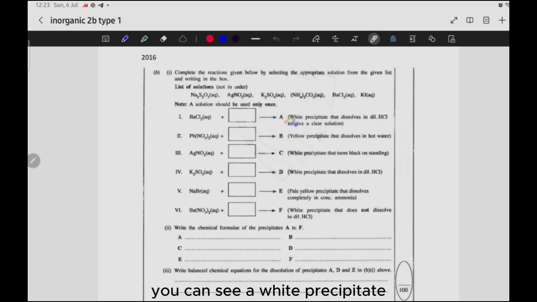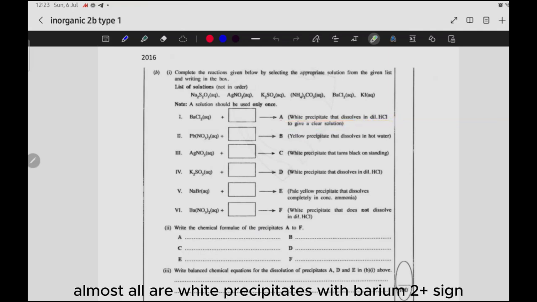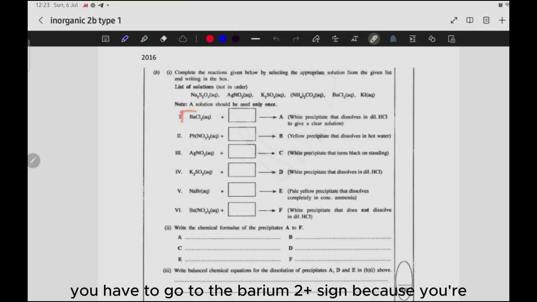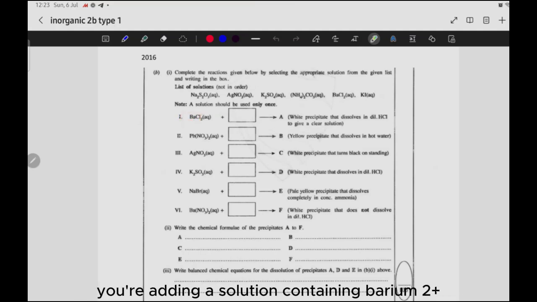You can see a white precipitate that dissolves in HCl. So you can see barium chloride is present, and they are saying a white precipitate that dissolves in HCl. So almost all are white precipitates with barium 2+ ion, right? So you have to go to the barium 2+ ion, because you're adding a solution containing barium 2+. So you have to go to the note of barium 2+ and figure out what are the white precipitates that dissolve in dilute HCl.